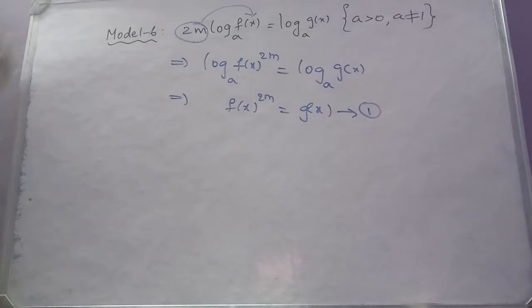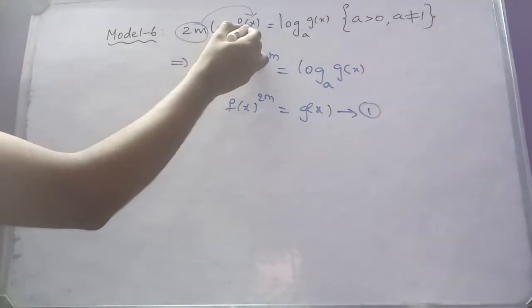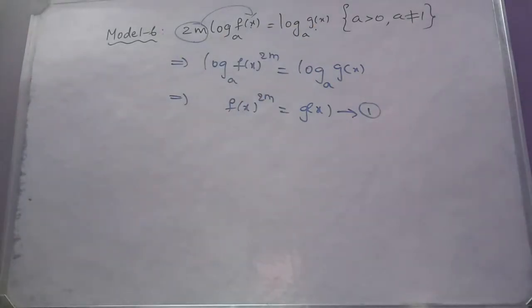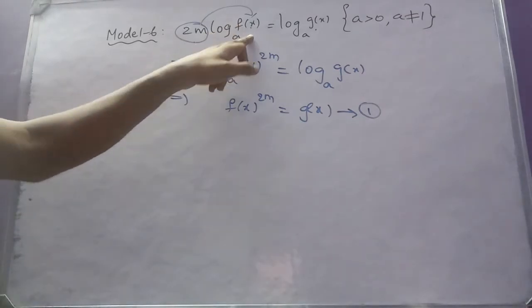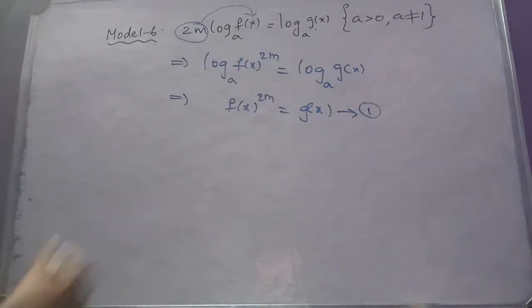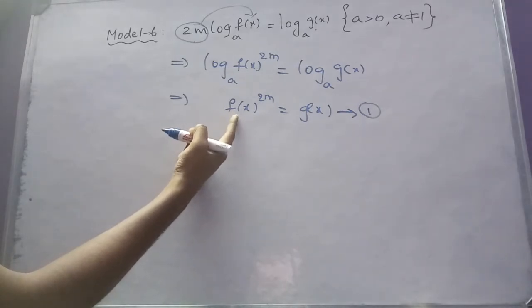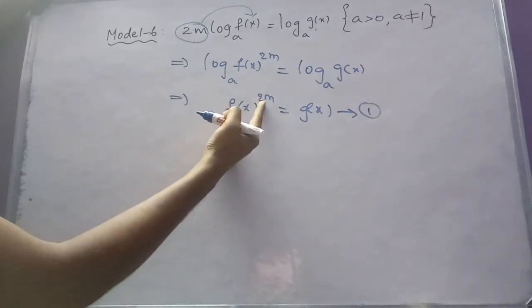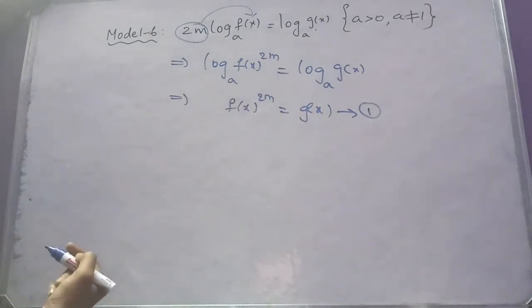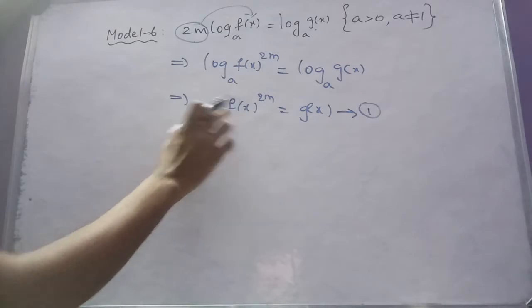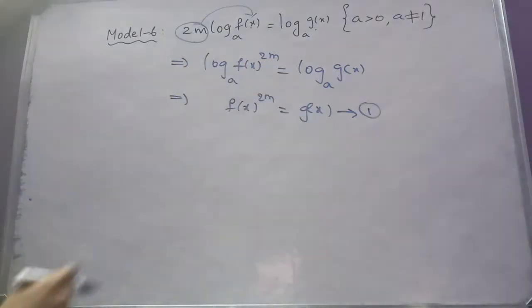And moreover, f of x must be greater than 0 and g of x must be greater than 0, right? But there is no need to take both f of x greater than 0 and g of x greater than 0. If you make sure that f of x is greater than 0, a positive power 2m is always positive. Then automatically g of x will be positive. You make sure that f of x is positive, then automatically g of x will be positive.